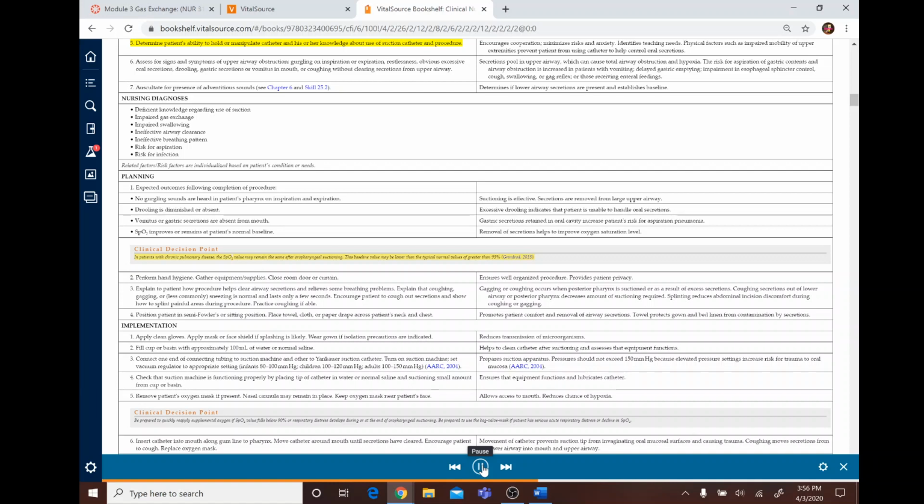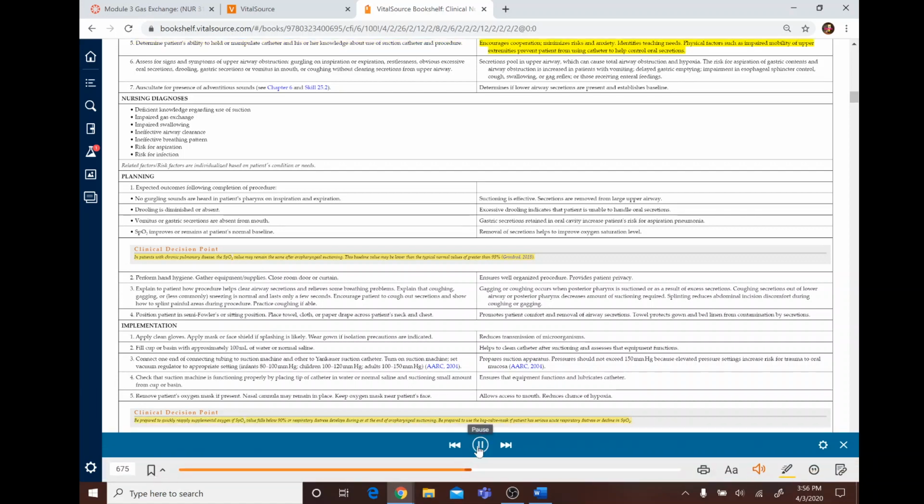5. Determine patient's ability to hold or manipulate catheter and his or her knowledge about use of suction catheter and procedure.